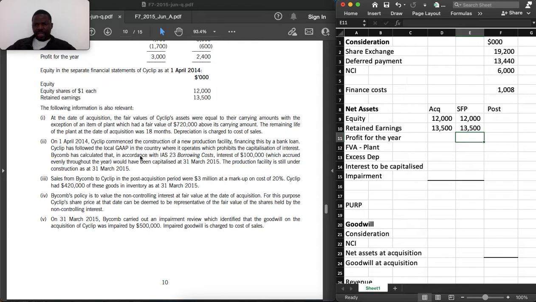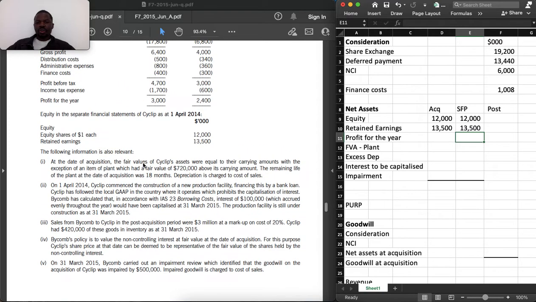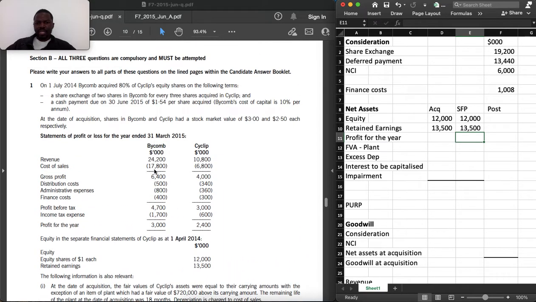We are told here that, let's read note number 2. On 1 April 2014, Cyclic commenced the construction of a new facility financed by a bank loan. Cyclic has followed the GAAP in the country where it operates, which prohibits the capitalization of interest. Bycomb has calculated that interest of 100 accrued evenly throughout the year. So we also assume that the profits accrue evenly throughout the year.